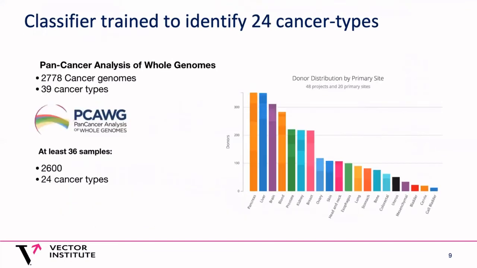To train this model, I used data from the Pan-Cancer Analysis of Whole Genomes, or PCAWG. PCAWG has collected whole genome sequencing of about 2,800 cancer samples from 39 different cancer types. For the purposes of this work, I limited myself to cancer types that had at least 36 unique donors in PCAWG, which left about 2,600 samples from 24 different cancer types.